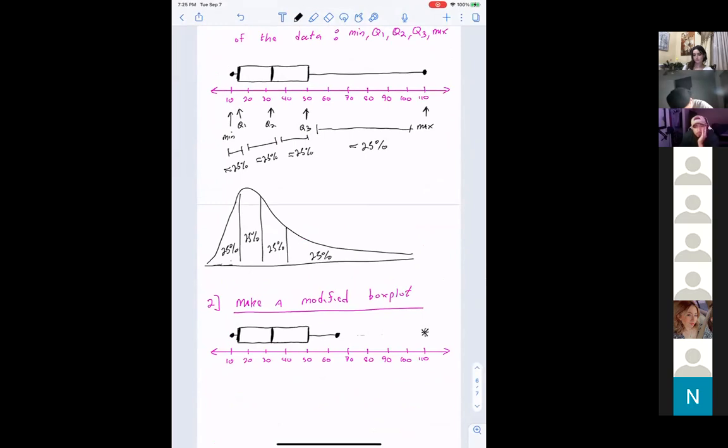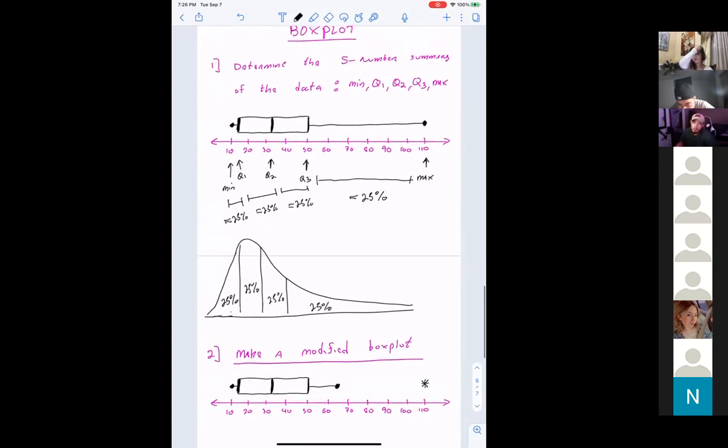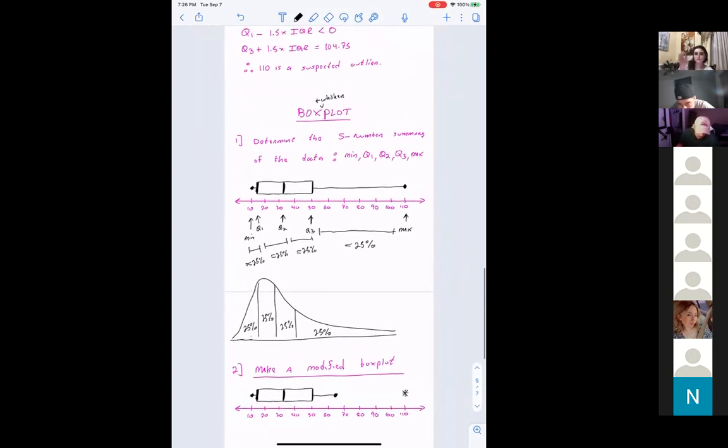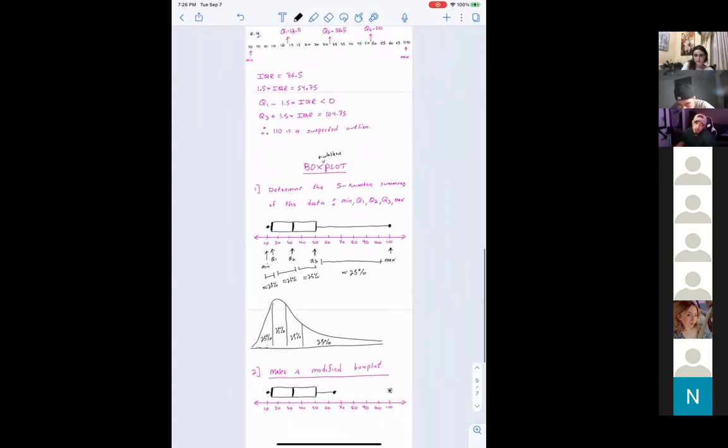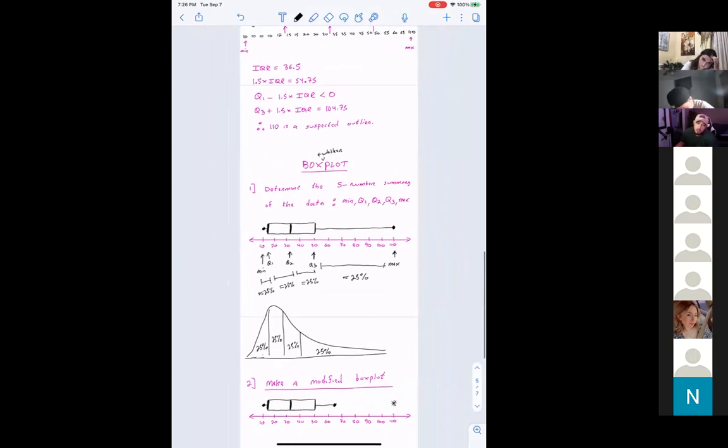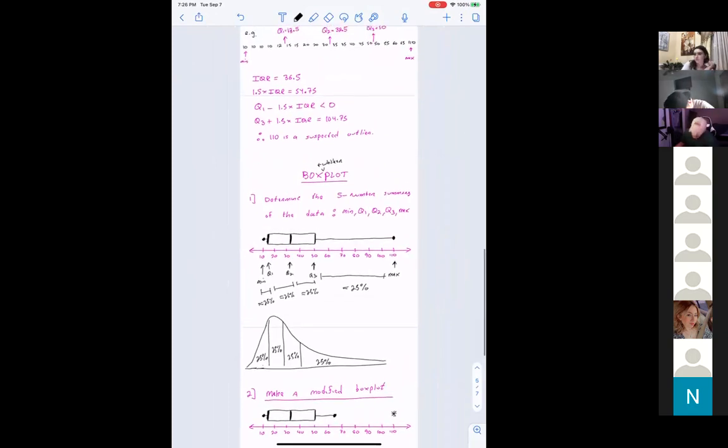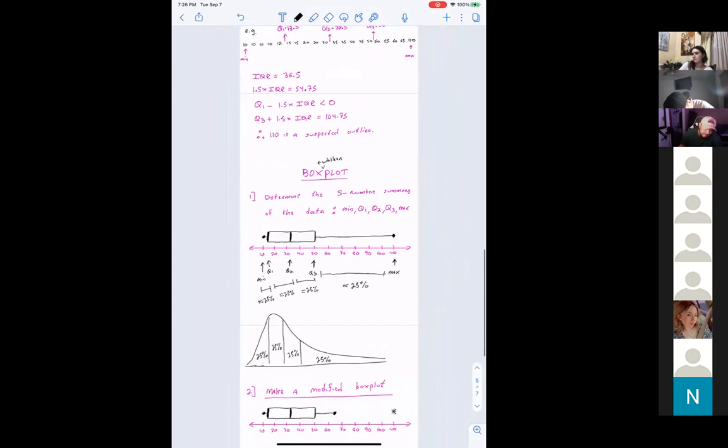That's my modified box plot. How does my modified box plot compare to my original box plot? You didn't put in the outlier. I did not include the outlier in my whisker. I stopped at the highest non-outlier, which in our case was 65. And then I just threw in a little star at the outlier.